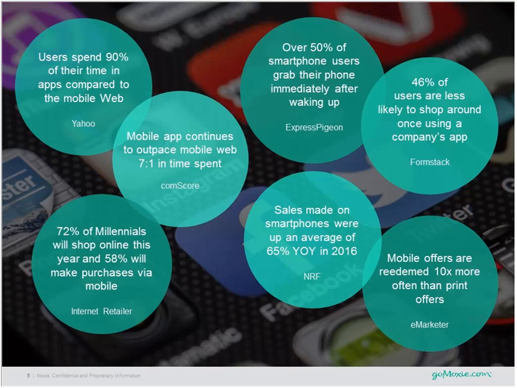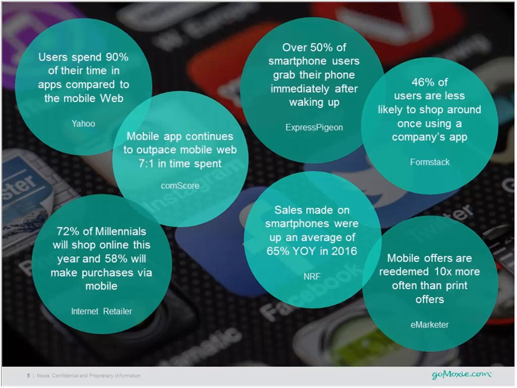This other statistic here is from NRF. Sales made on smartphones were up an average of 65% year-on-year in 2016. Again, this isn't just focused on millennials. This is overall 65% growth in the sales market, just on smartphones. So it's quite important to tailor your mobile strategy towards smartphones.